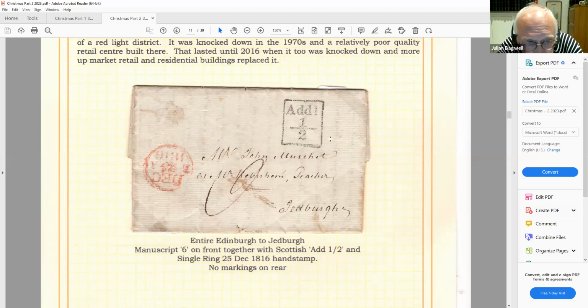So this mail was actually sent from London, and that mark may well have been applied in London, actually. But you had to pay the extra if it was going on a road in Scotland that was a mail road. Sorry, which was a post road. And the date stamp here is the 25th of December, 1816.